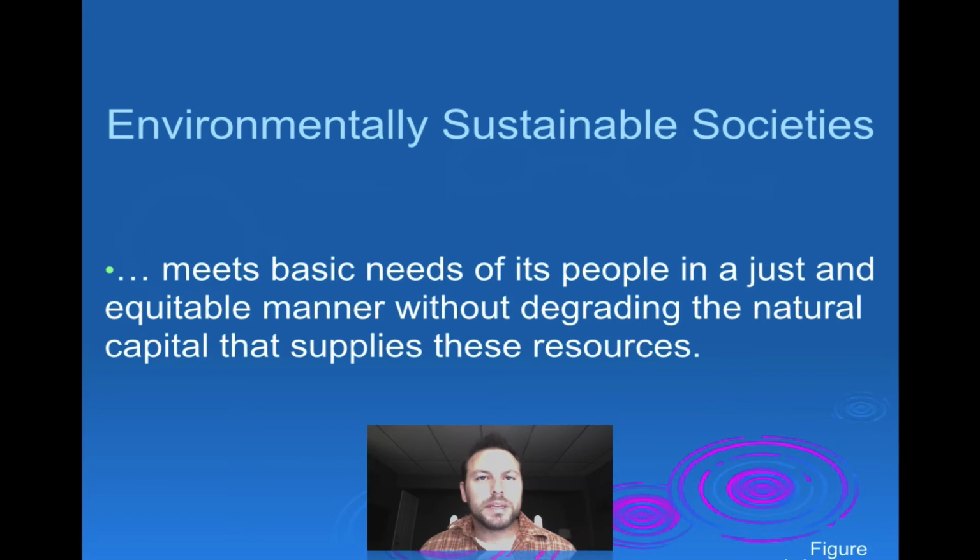So we want to meet the basic needs of the people in an equitable manner, which is also important. We want to make sure that everyone has what everyone else has, without degrading the natural capital, basically Earth's resources, that it supplies us.